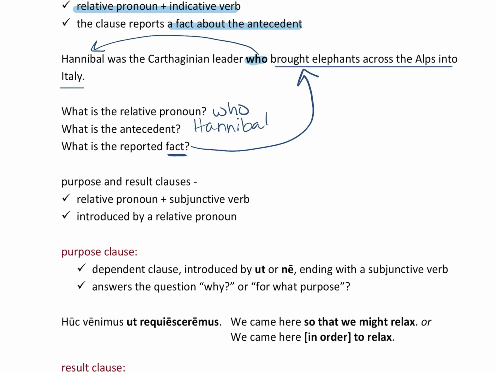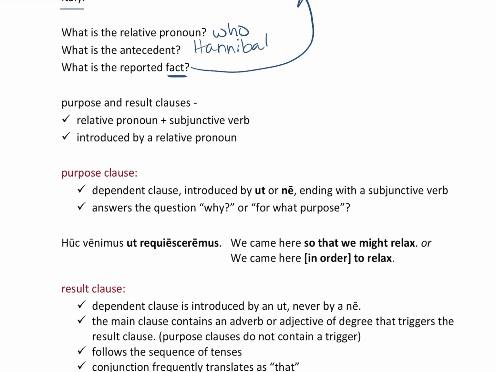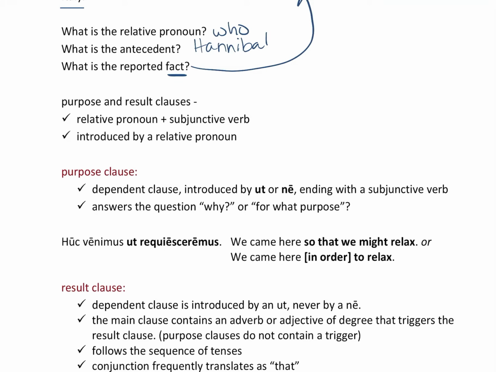Now, you also studied relative clauses that appear with a verb in the subjunctive mood, and they're also introduced by a relative pronoun followed by a subjunctive verb. Okay, so the first one was the purpose clause. Now, you should have no difficulty recognizing a purpose clause, right? You're going to look for a dependent clause introduced by an ut or ne, and it ends with a subjunctive verb. And it answers the question why or for what purpose, which is why it's called a purpose clause.